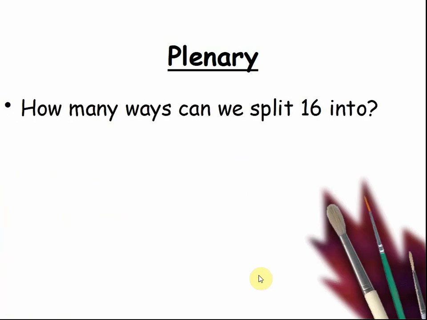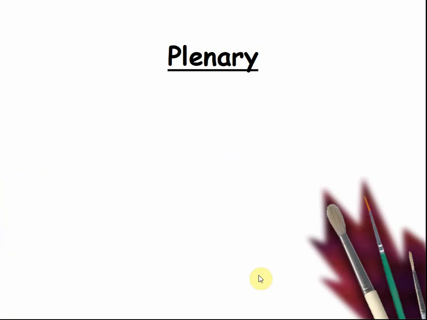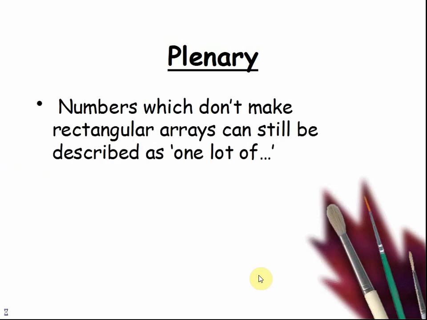How many ways could we split 16 into? Pause the video and work it out. Numbers which don't make rectangular arrays can still be described as 1 lot of. So you can always make one line of a number.